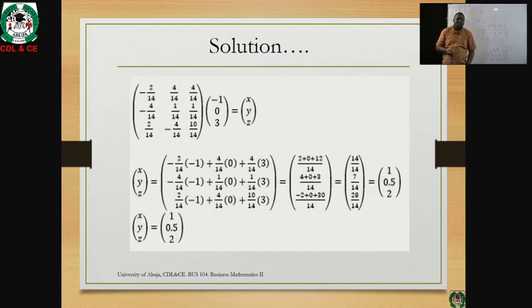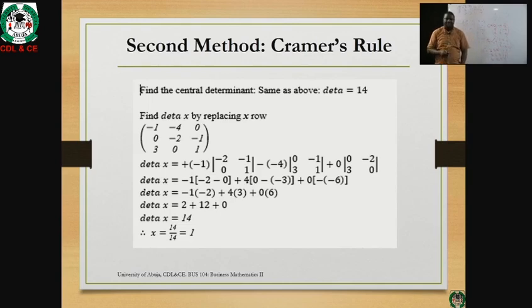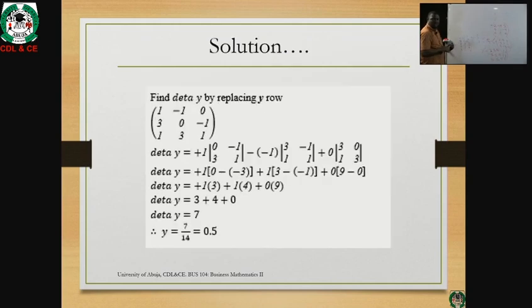If we are to use the second approach, which is Cramer's rule, or what we call the determinant method, all we do is very simple. Let me be brief and clear. We reproduce the main matrix here. When we reproduce the main matrix, we have minus 1, 0.